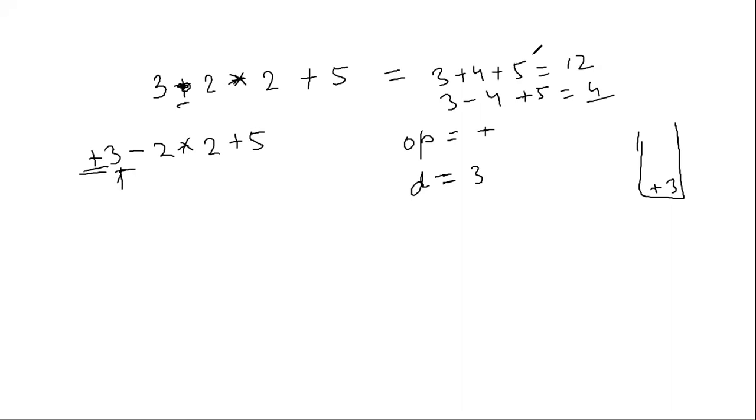Then you got a second operator. Update the operator that we have. We got minus. Then find the next digit, which is 2. That digit is 2. So we will multiply 2 by -1 and then put -2 on top of the stack.